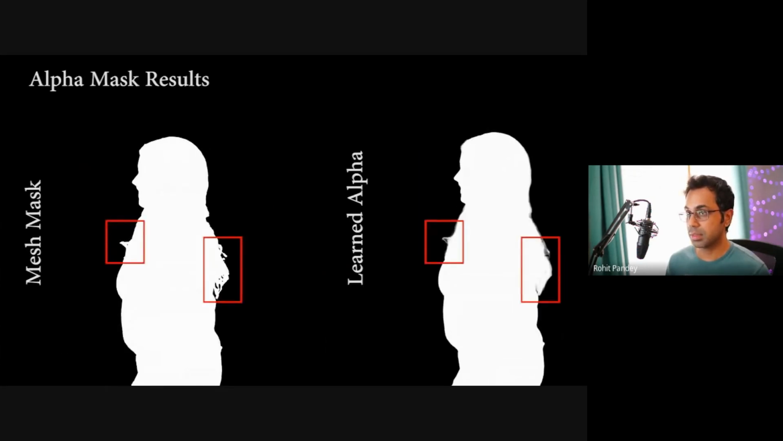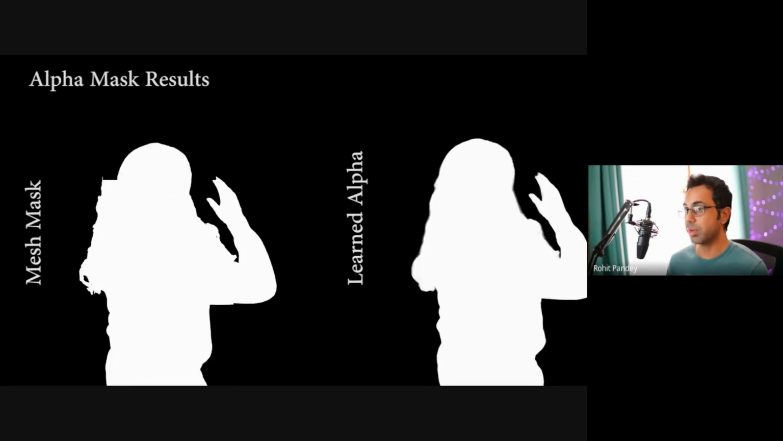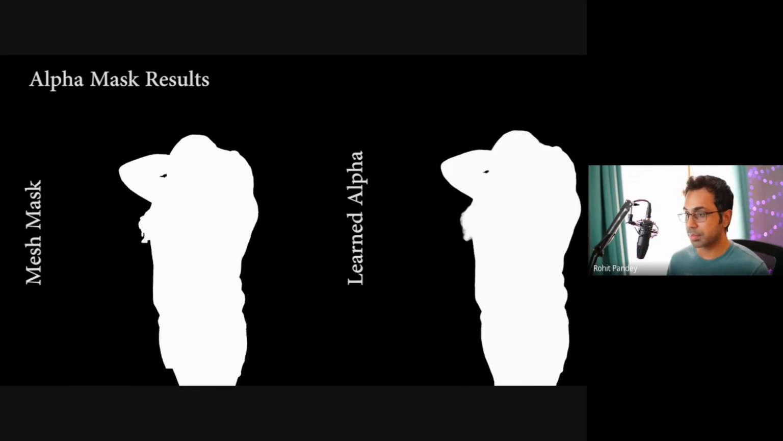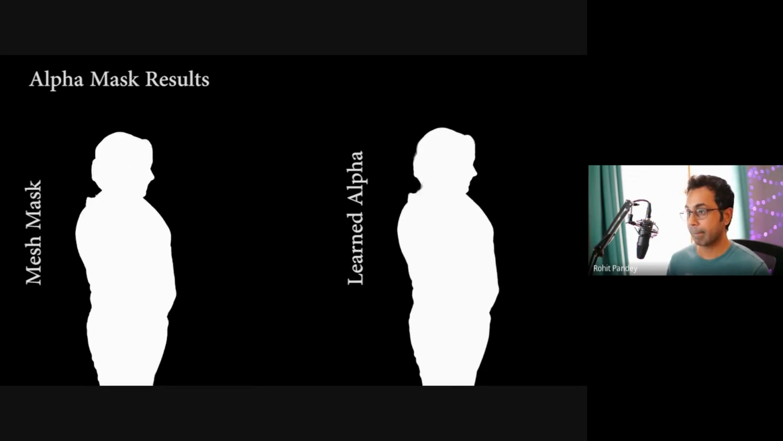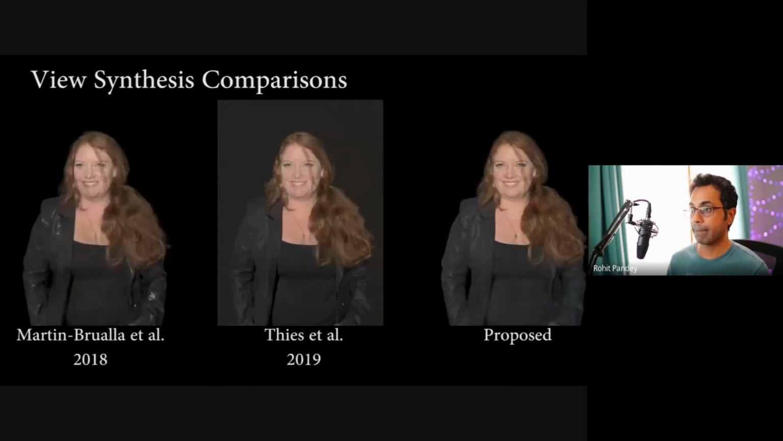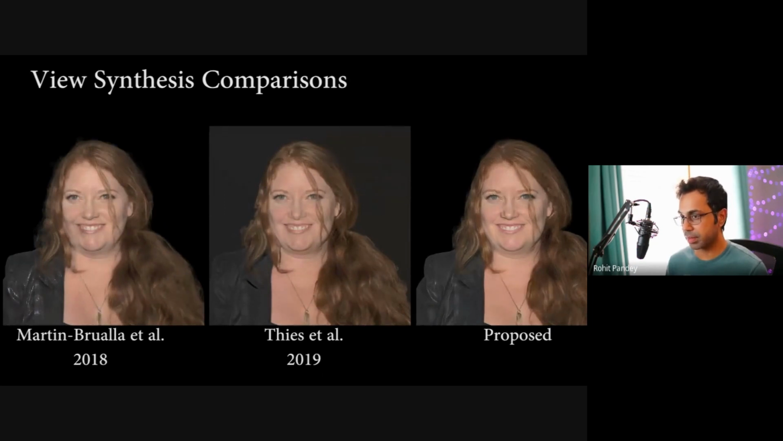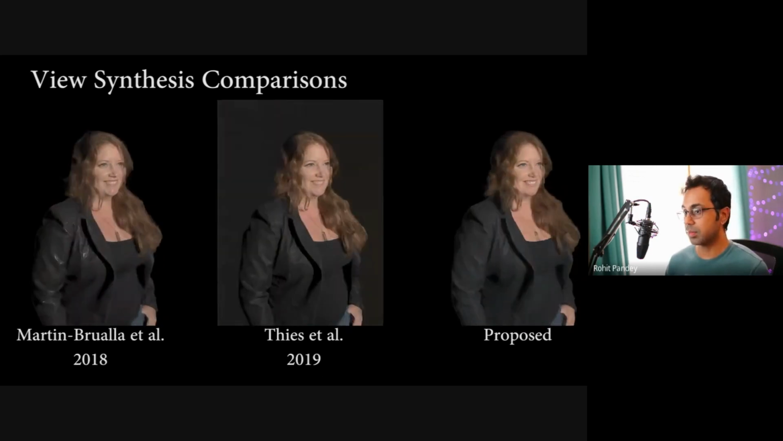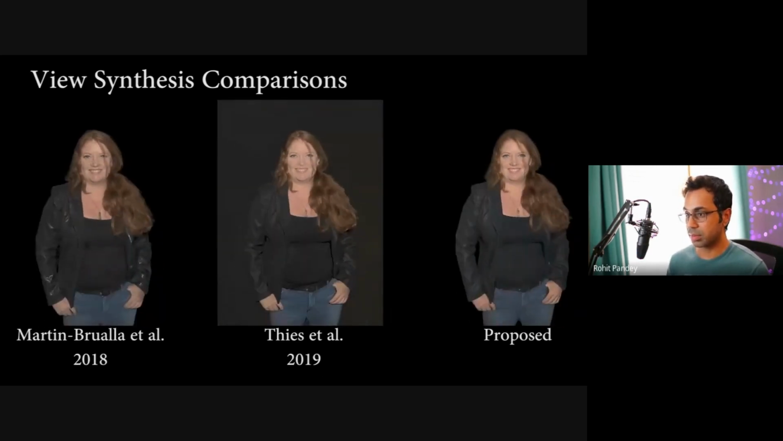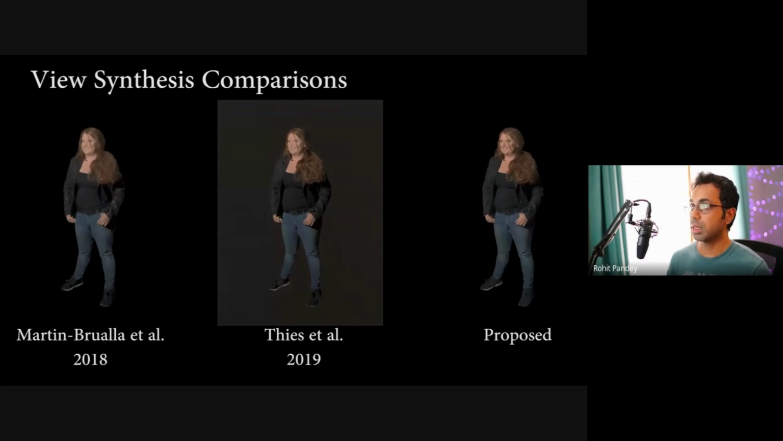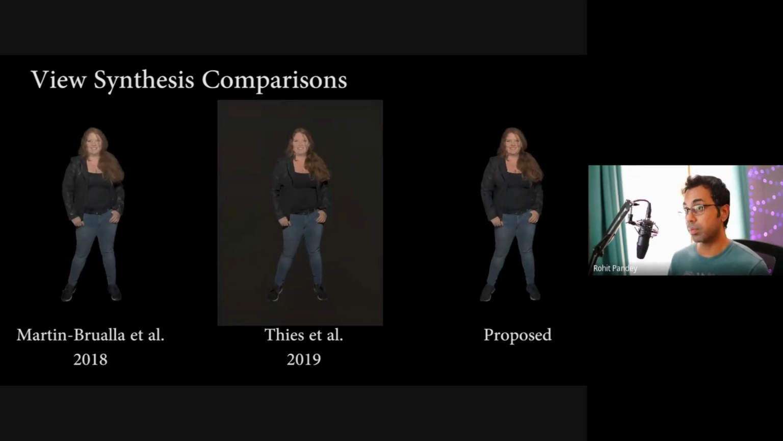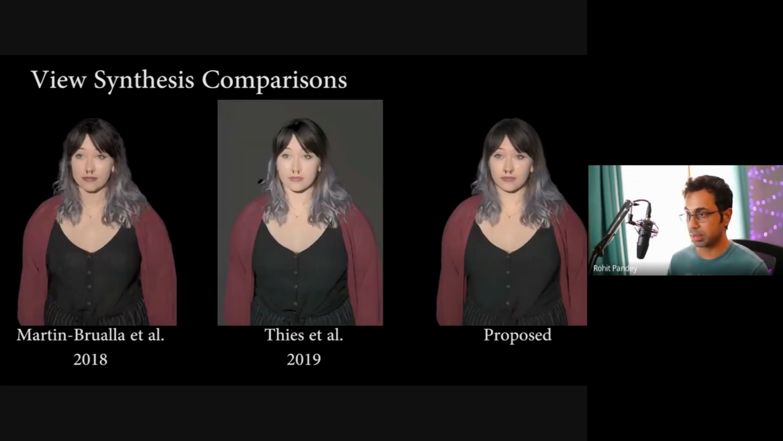Finally, some results for the alpha mask prediction, and you can see that the alpha mask predicted by the network is much better than the mask that we get from the mesh. Here we show some comparisons with other view synthesis methods. There's baked-in lighting on the left. Our approach does better than that. And in fact, our approach also does comparably to deferred neural rendering by Thies et al. 2019, which actually does not generalize to moving performers or unseen subjects.